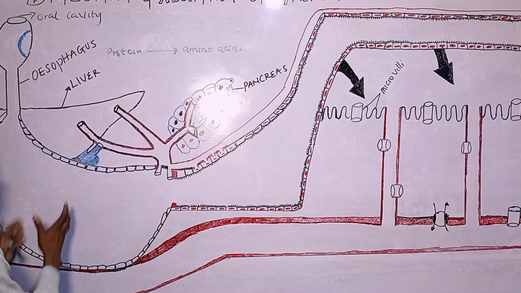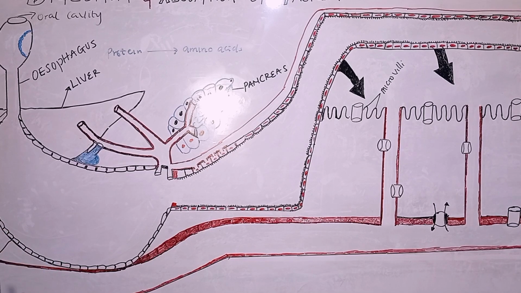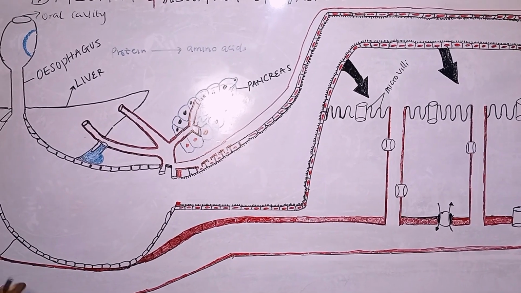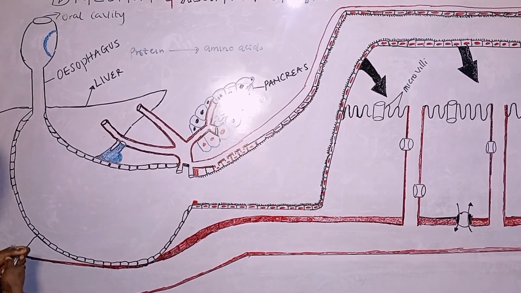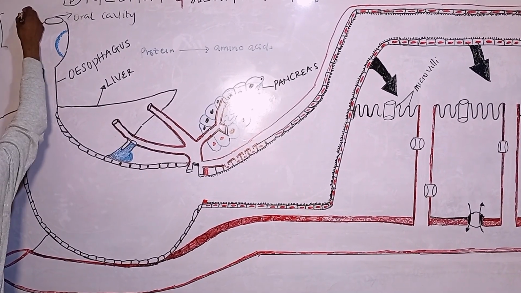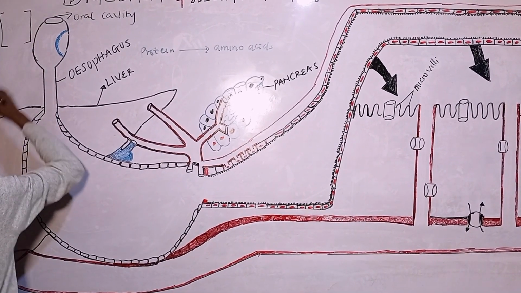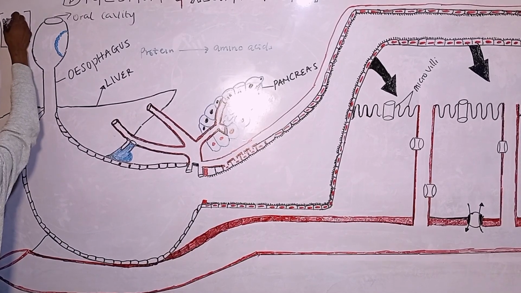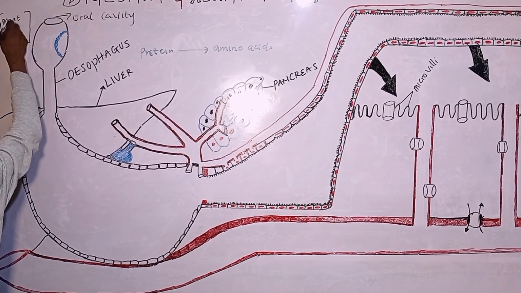Now, let's come back here and talk about the digestion process before we move on to the absorption process. First thing is, let's say you consume a food that is very rich in protein. Let's say, for example, we have meat. You eat meat, we have fish.